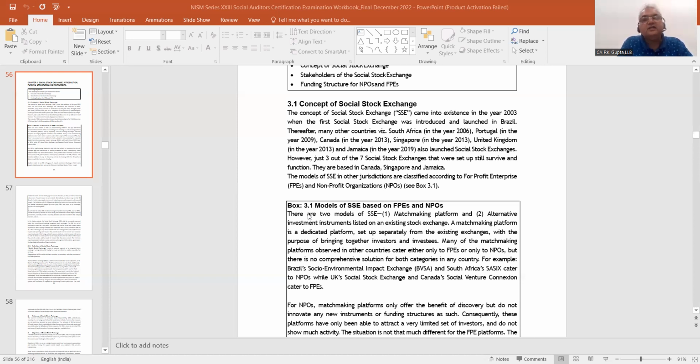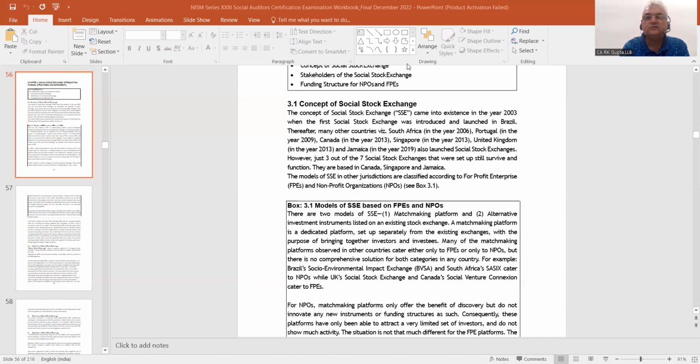But some intermediaries will enter. Like in the present scenario, there is a direct contact between, say, the donors and the school, between the bankers who give the loan and the school, or between the education department or some other wings of government which are giving grants, or corporates and the school. But now in this concept of social stock exchange, some intermediaries will enter.